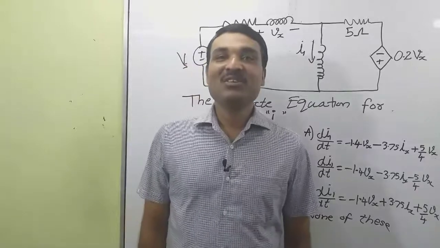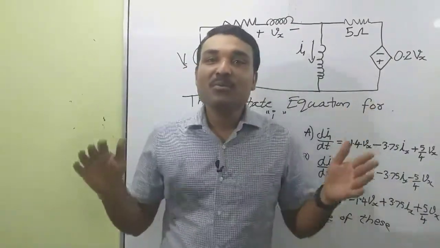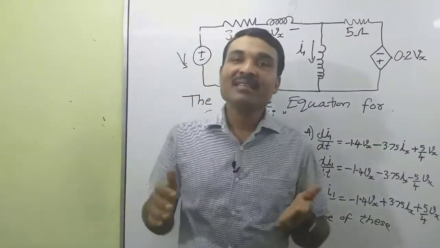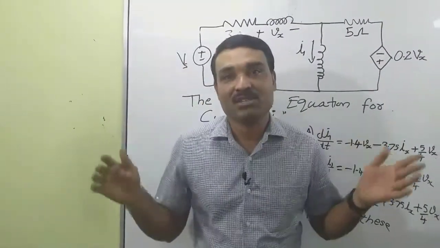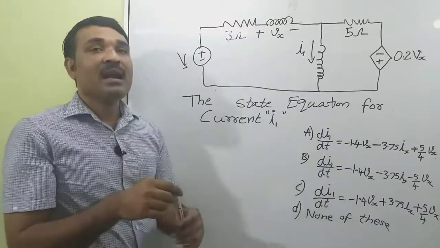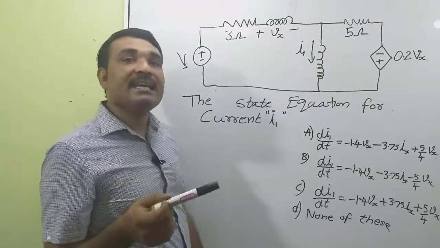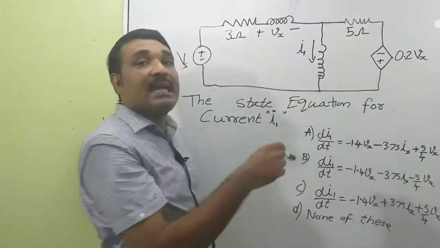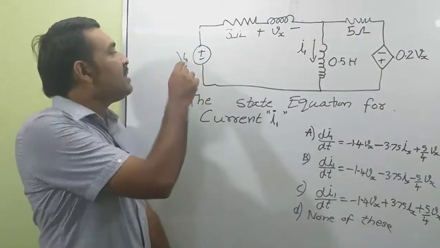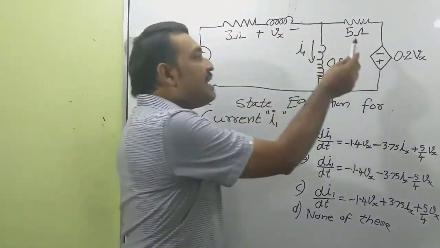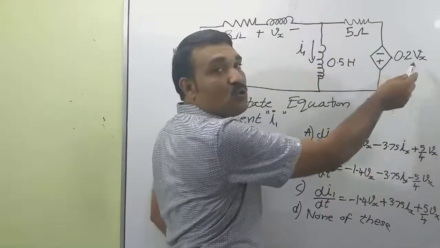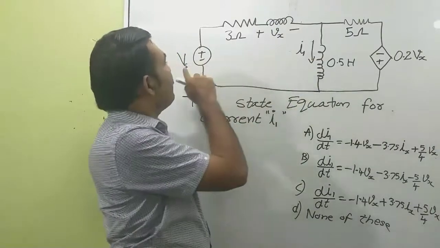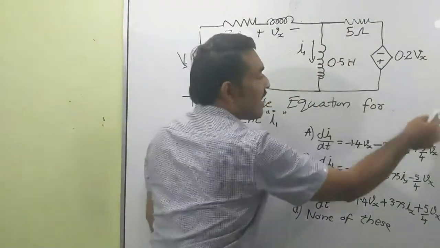In this super series session, we are going to discuss some of the most important and repeatedly asked GATE questions from state space equations in control systems. We have a circuit and we want to find the state equation for the current I1 flowing through this inductor. We have an independent voltage source Vs and a dependent voltage source 0.2 Vx. We want to obtain I1 in terms of Vs and Vx.